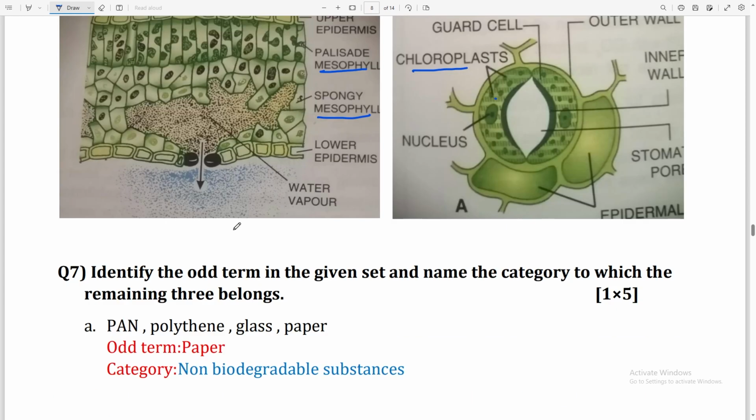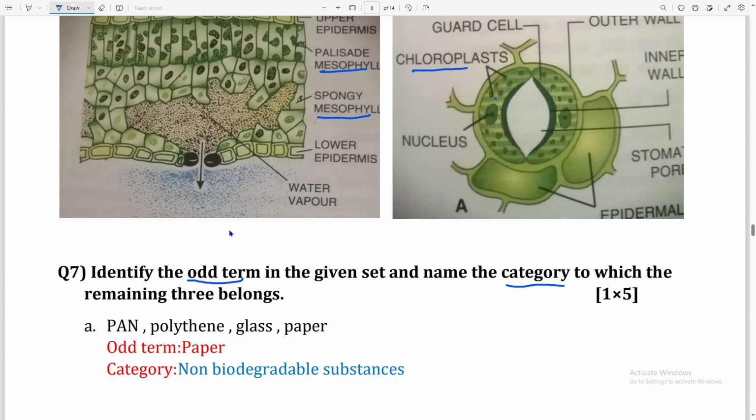Identify the odd term in the given set and name the category to which the remaining three belong. So what you have to write? You have to mention the odd term and you have to mention the category. What category? Category of the other three words.